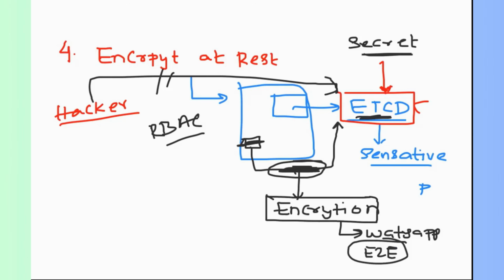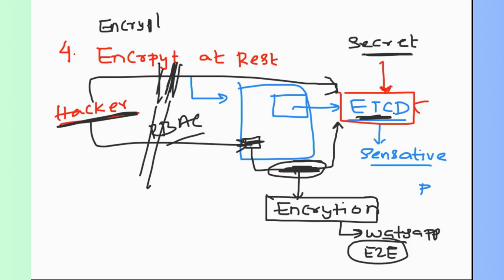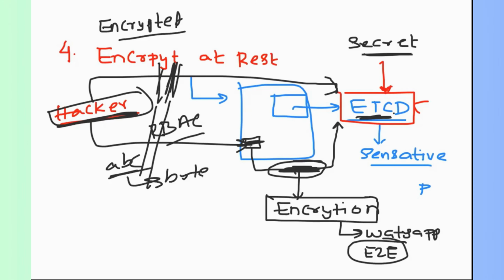So if the hacker tries to reach this secret, you will say this is blocked because I have RBAC. He'll try to reach etcd and he will try to read. He will not be able to read because it is saved as an encrypted key, and this hacker will not have the decryption key, right? So if the actual password is abc, he'll get some information in bytecode, or some information in an encrypted format that he'll not be able to decrypt. So this is how you have to ensure that you have encryption configured for your etcd.